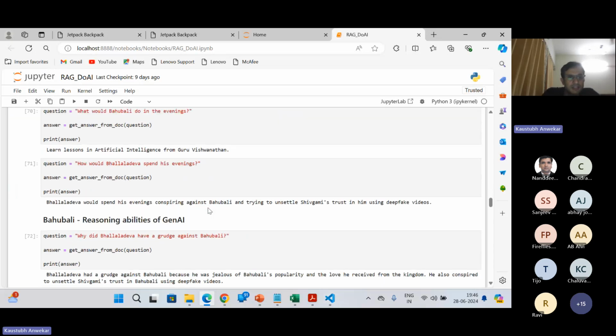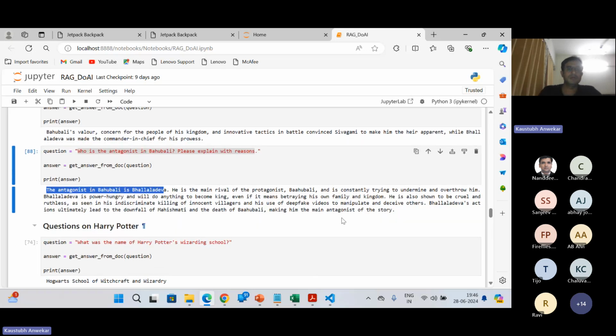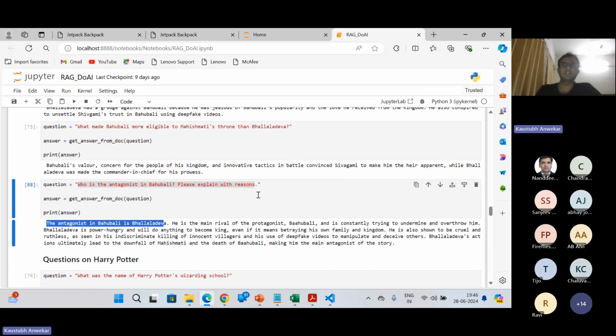Now look at this answer also. Who is the antagonist? Who is the villain in Bahubali? Please explain with reasons. So the antagonist is Bhallal Dev. He's the main rival, constantly trying to undermine and overthrow him. Okay, he's power hungry. He does everything to become the king and all that. So the point I'm trying to make is that this is not a simple keyword search, but a more semantic, more cognitive, more intelligent search, wherein the context is retained.